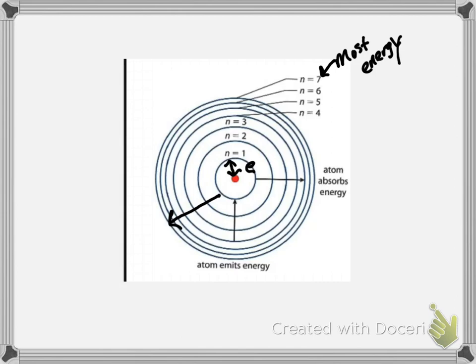Now, electrons are traveling in a fixed energy level. So if I have an electron in n equals 3, this electron is traveling around n equals 3. This electron can jump and go to n equals 4 if it becomes excited. Electrons can become excited and they can jump to a higher energy level. But then the electron will eventually fall back down to its original state. This is called the ground state.